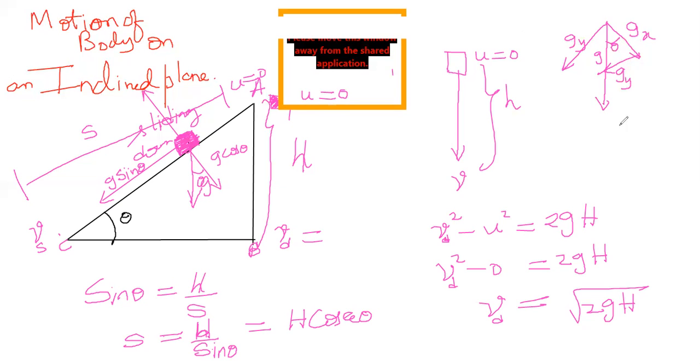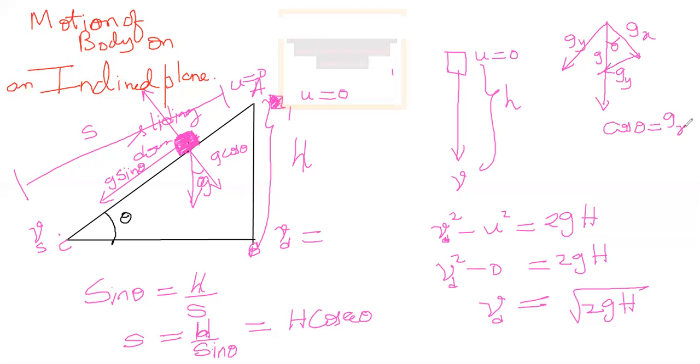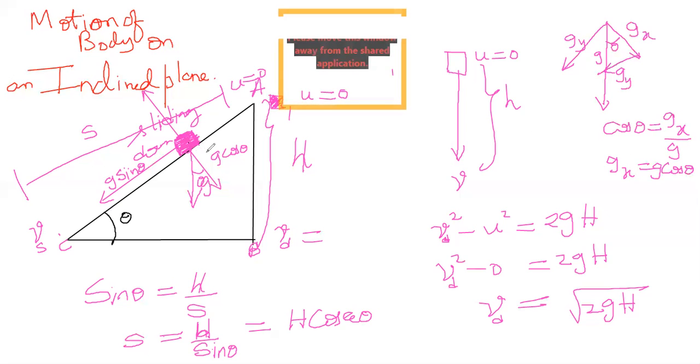Now if I write cos theta, what will I get? Tell me, Kritika. Adjacent side by hypotenuse. This is the hypotenuse. So gx by g is cos theta, so gx would be g cos theta. Is it understood? Similarly, sin theta is opposite side by hypotenuse, and the opposite side is gy. Is it understood now clearly?